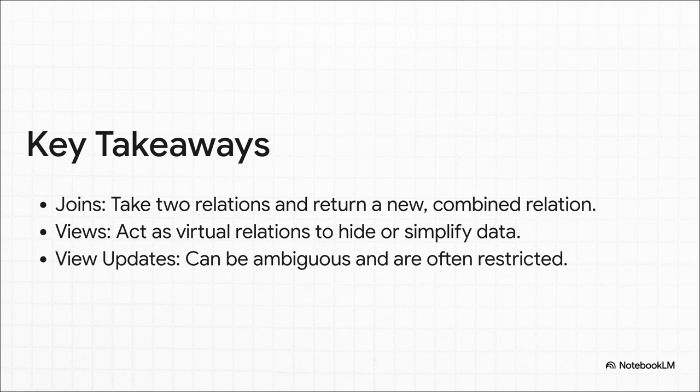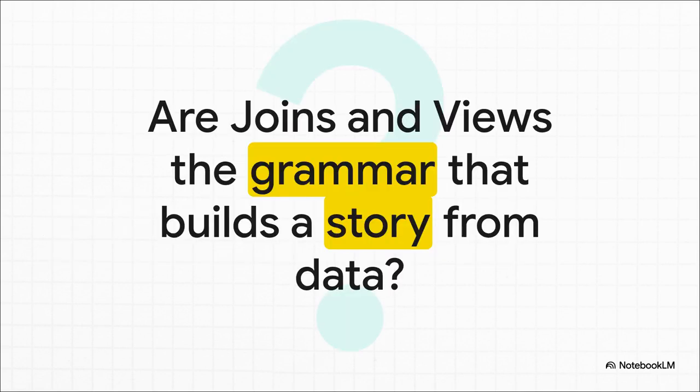So let's recap the big ideas. Joins are your tool for bringing scattered data together to build the full story. And views are for creating safe, simple windows into that story for different people. Which really leaves us with a final thought. If you think of every row of data as a single word, then joins are kind of like the grammar you use to connect those words into a meaningful sentence, and views, they're how you edit that sentence down into a perfect focused chapter made just for a specific reader. It really makes you wonder, are these just lines of code, or are they the actual language we use to tell stories with data?